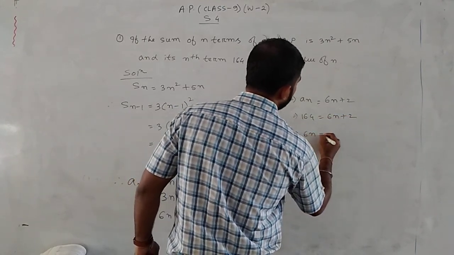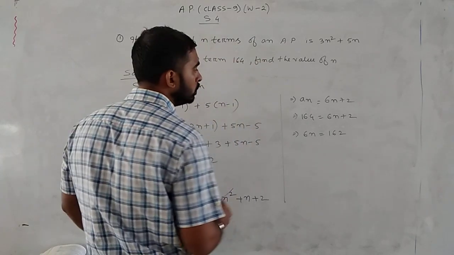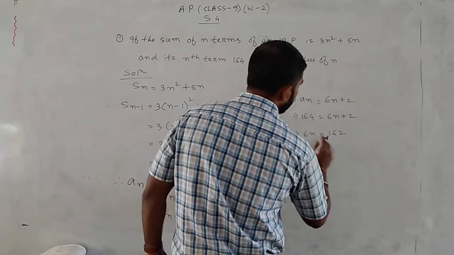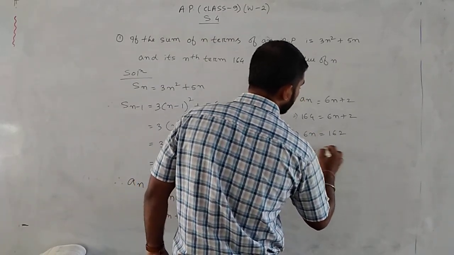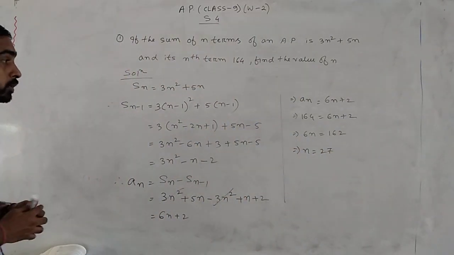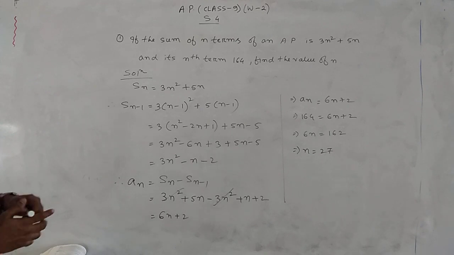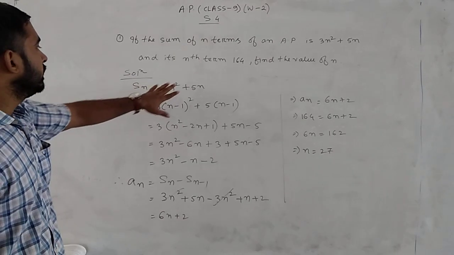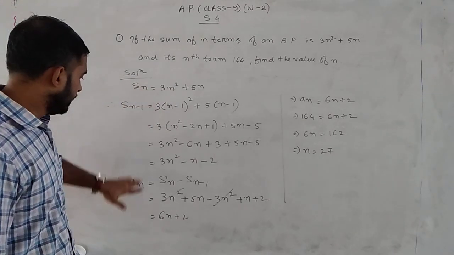So 6n equal 162. So n equal 27, since 6 2s are 12, 6 7s are 42. So number of terms equal to how much? 27. Yes. So if Sn is given, this is the formula to find an.